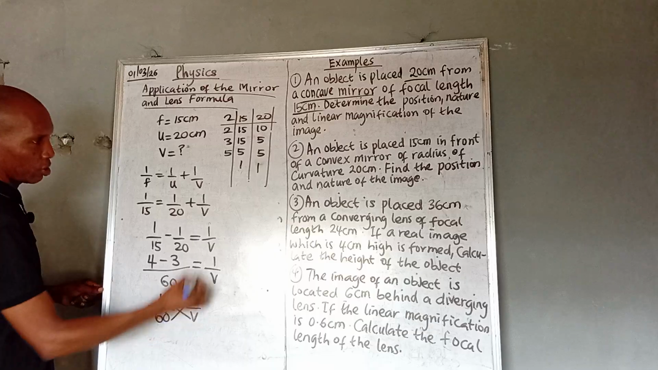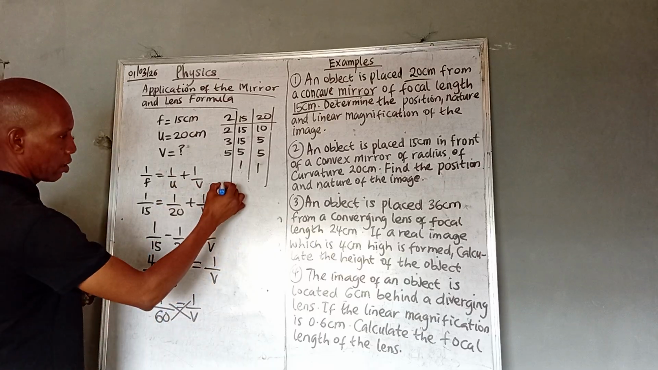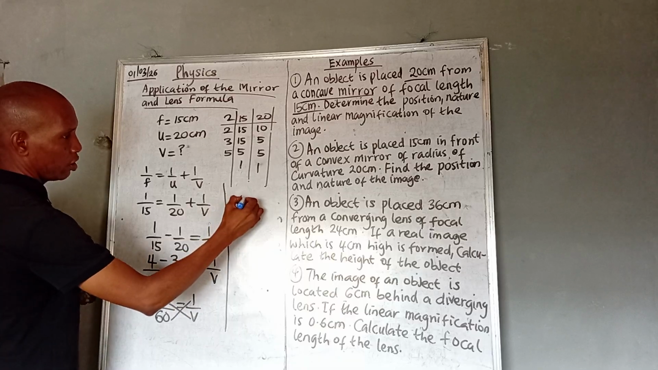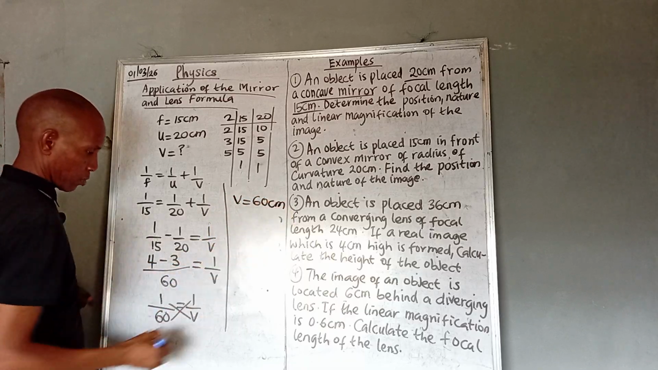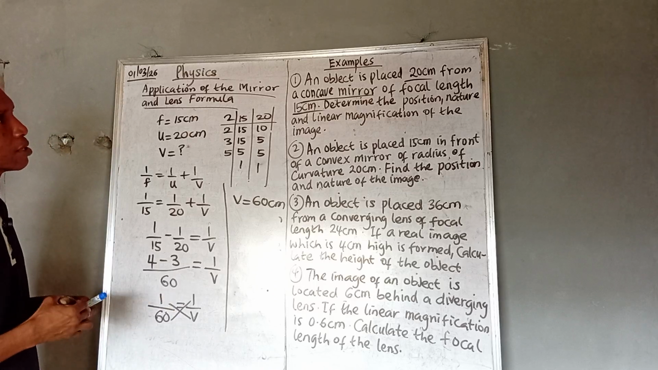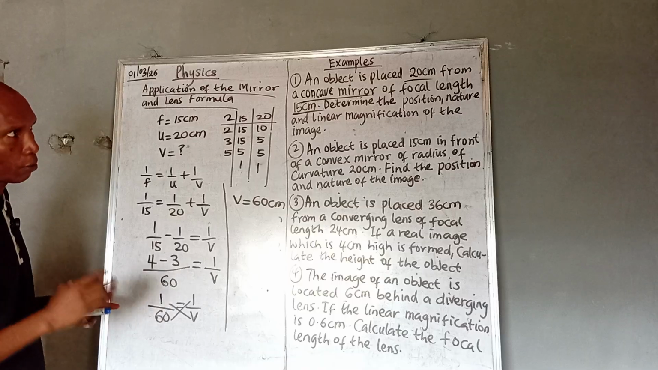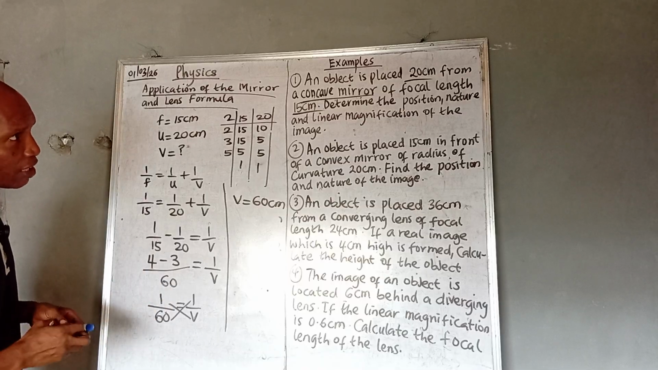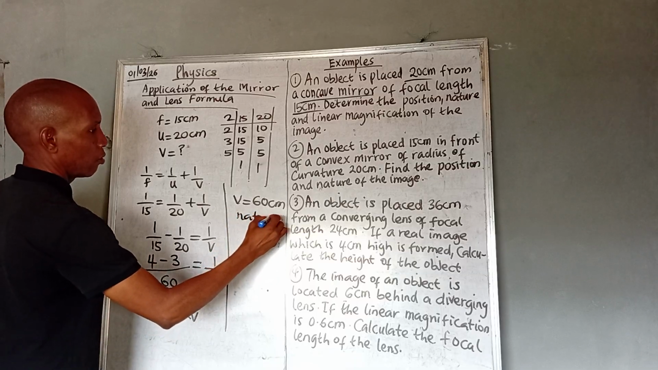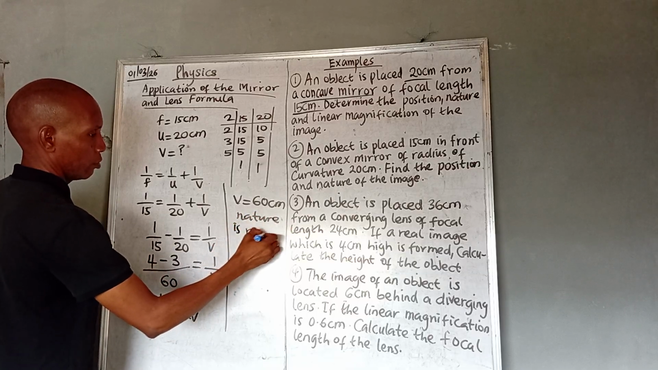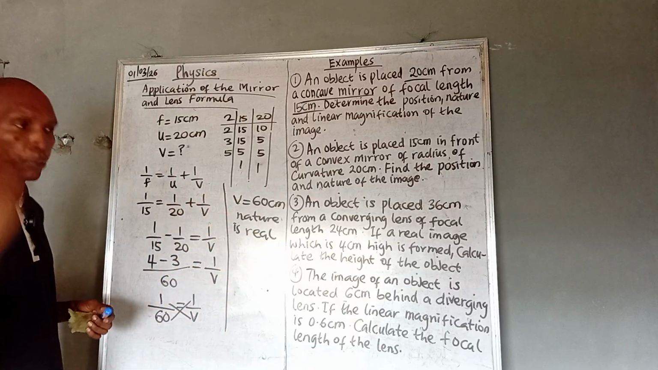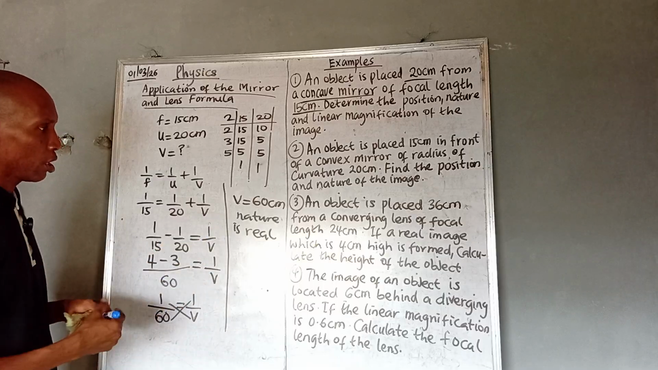Then we cross multiply. If we cross multiply, we are going to have v is equals to 60 centimeters. So that means the position of this image is 60 centimeters from the concave mirror. Then let's talk about the nature. The nature is real. Why do we say it's real? The image distance is positive. Real images are positive distances. So the nature is real.